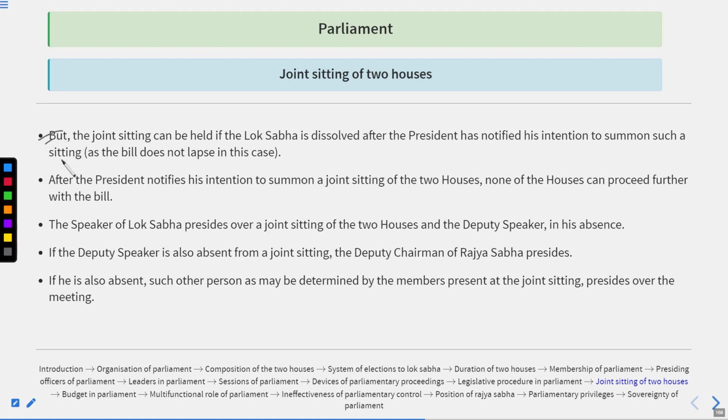But the joint sitting can be held if the Lok Sabha is dissolved after the president has notified his intention to summon such a sitting, as the bill does not lapse in this case.